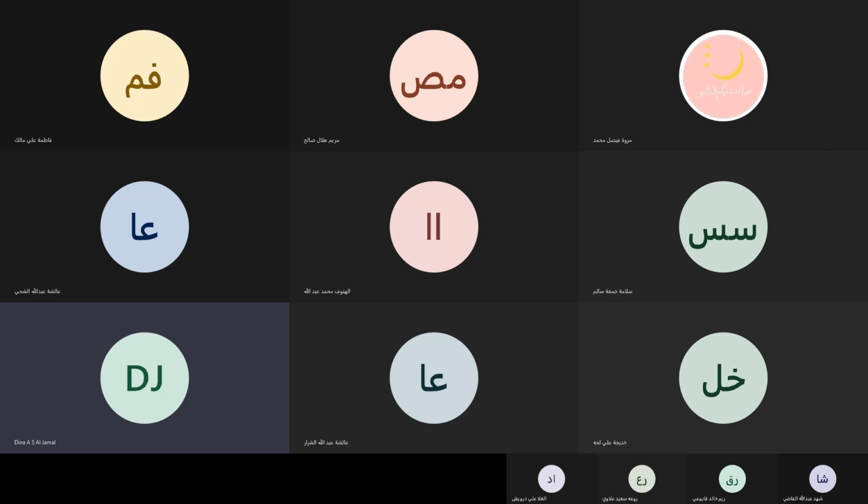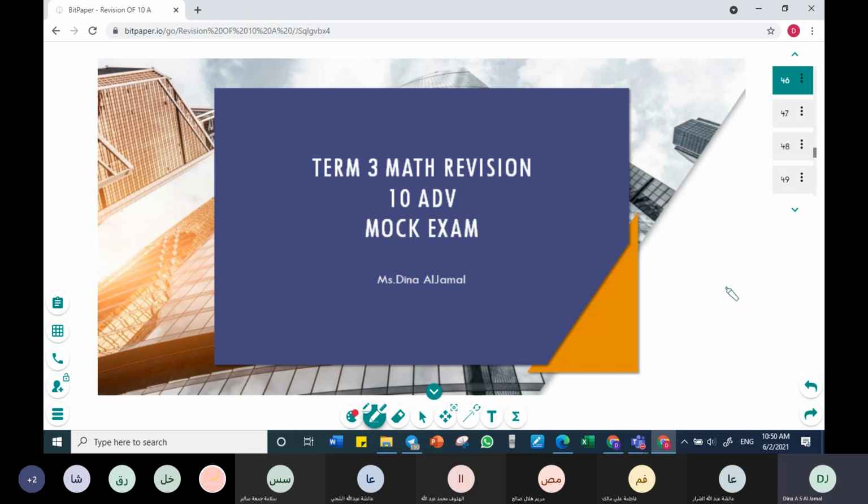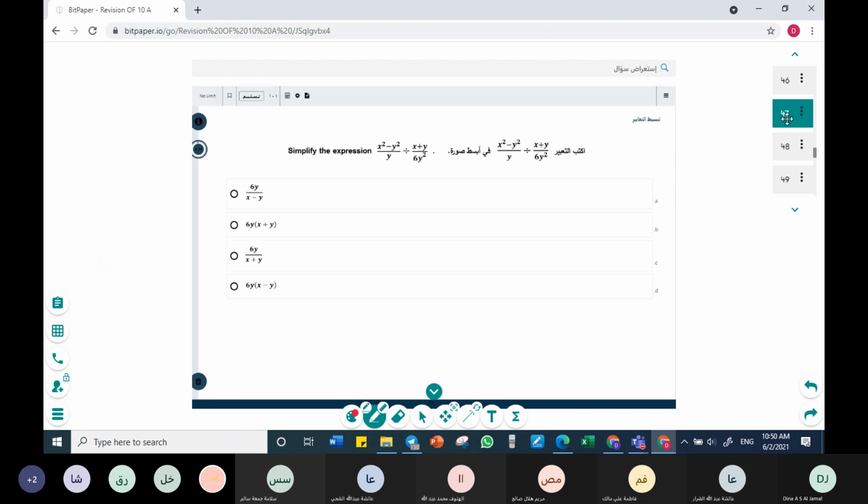Term 3 revision of Grade 10 Advanced Mock Exam, the one that you did in Swift Assess with the 10 questions. Let's start with the first question. Aisha Jum'a, can you read the question?